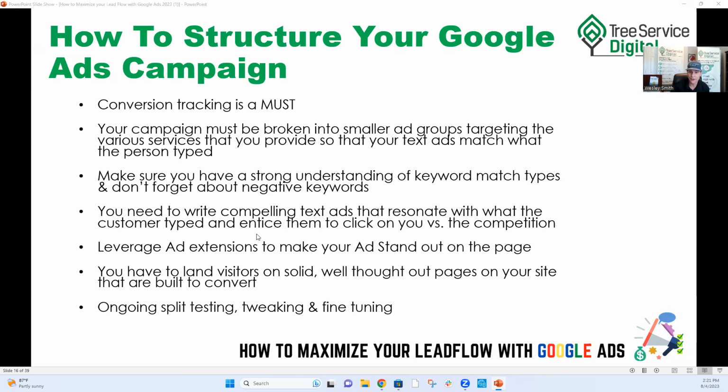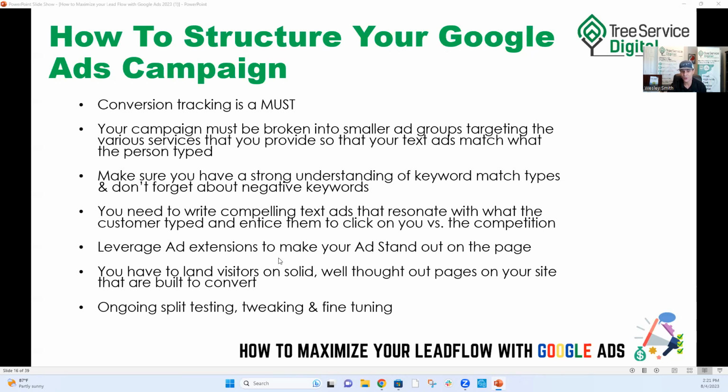Leverage ad extensions to make your ad stand out on the page. We're going to go through that in just a minute. It really kind of beefs up and fattens up your ad in the search results. So instead of just having a one-line ad, you'll have 3 or 4 lines with little clickable buttons and links on it, which really helps.